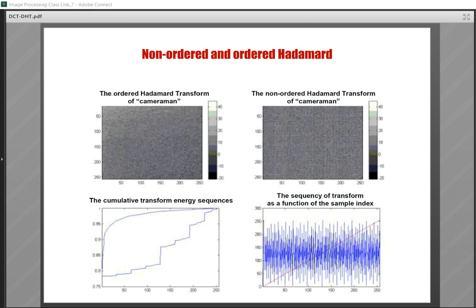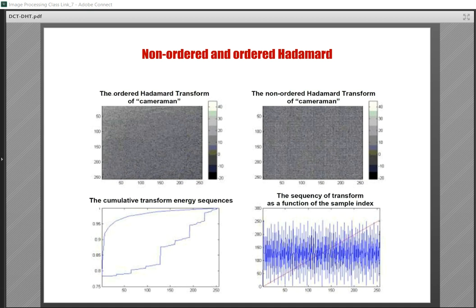This is the ordered Hadamard. This is the non-ordered Hadamard transform. Okay, for the same picture, cameraman. This is the ordered one, and this is non-ordered. And here, the cumulative energy function.